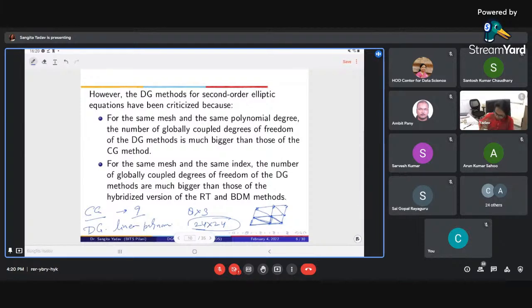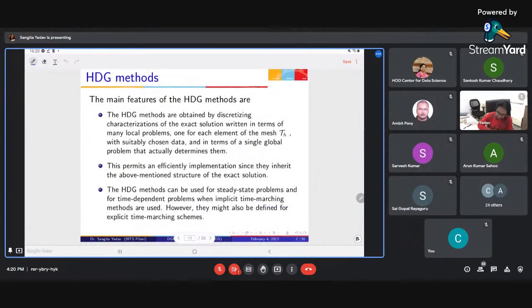To overcome this, these SDG methods have been introduced, where you need not solve this large system of equations, but you can get this higher rate of convergence, which we call superconvergence, by solving a smaller system of equations. So the main feature of these SDG methods is that they can be obtained by discretizing a characterization of the exact solution written in terms of many local problems.